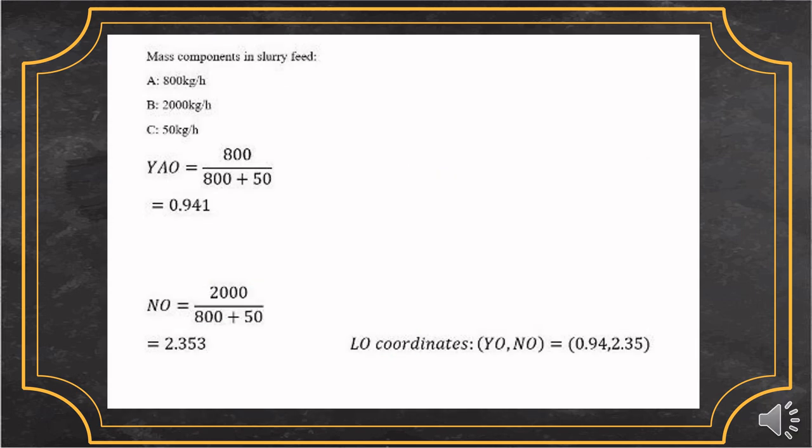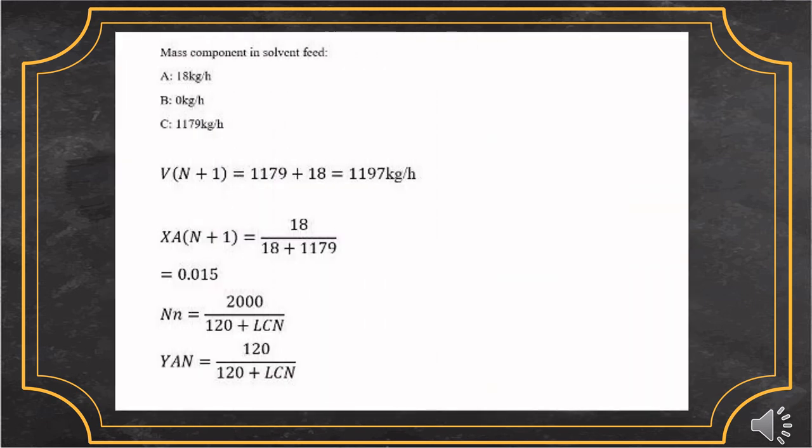hot water. For the inlet solution with the untreated solid, L naught is equal to 850 kg per hour, YA naught is equal to 0.941, B is equal to 2000 kg per hour, N naught is equal to 2.35. All these values are calculated as shown in the slide. XA n plus 1 is equal to 0.015.